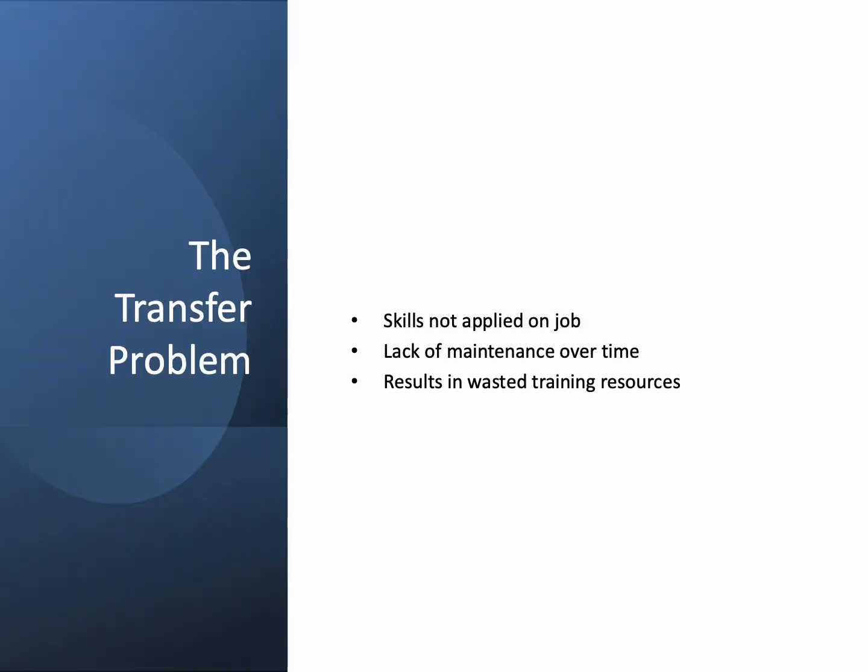The transfer problem occurs when trained skills are not applied or maintained on the job, wasting resources. For example, employees trained in conflict resolution may not use skills if unsupported. This undermines training effectiveness and organizational goals. As we explore this, think about transfer issues in your industry. Why do they occur? Addressing this problem is crucial in fields like healthcare or logistics, where failure to apply skills can impact safety or efficiency, requiring strategies to ensure training translates into performance.